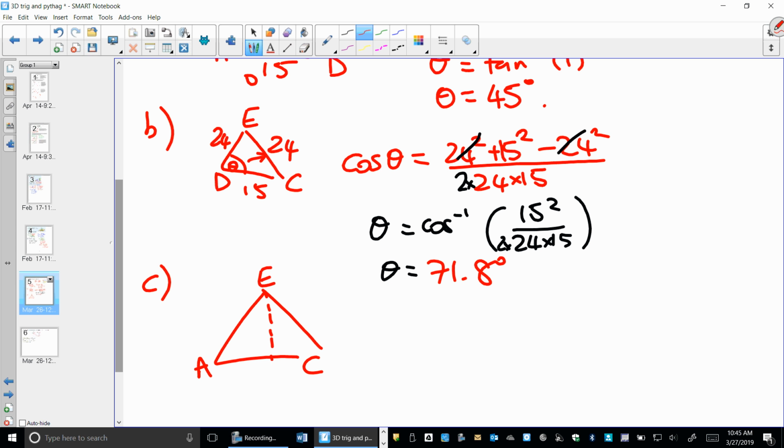Right. Do we know AC? No, we don't know that. Do we know EA? 24. And EC is 24, isn't it? Yes. And what are we trying to find? EAC, this bad boy. So if we're trying to find this angle, we want to use the cosine rule, we need to find AC. So we can find AC because it goes through the centre, yes? So that's the hypotenuse. So we could do AC is the square root of 15 squared plus 15 squared.